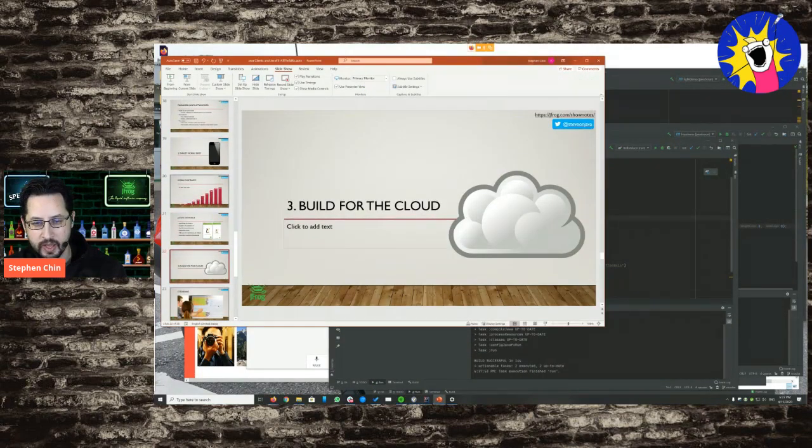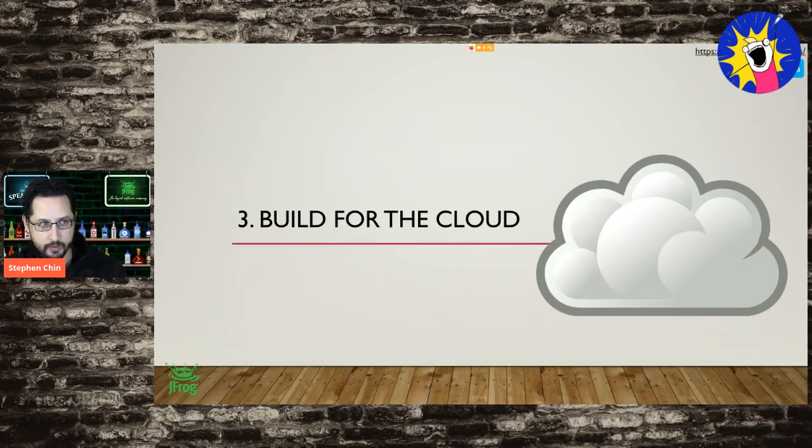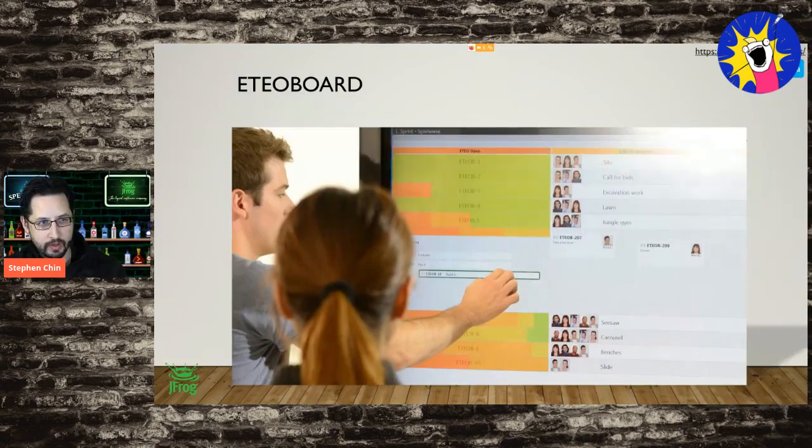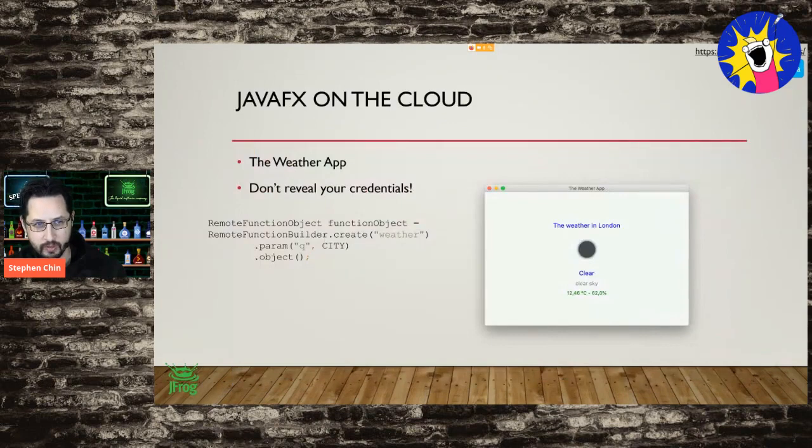And I think the last best practice when you're building applications today is you really want to be building for the cloud. A great example of this is ETO board, which is a JavaFX application designed for Scrum teams working together. It synchronizes across different sites. It's doing backend synchronization on the cloud. So this is like a best practice architecture for how you want to build applications. So don't just think about building for desktop or building for individual users. Take advantage of REST APIs, take advantage of cloud backends.